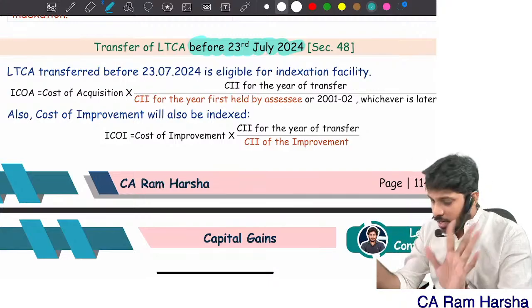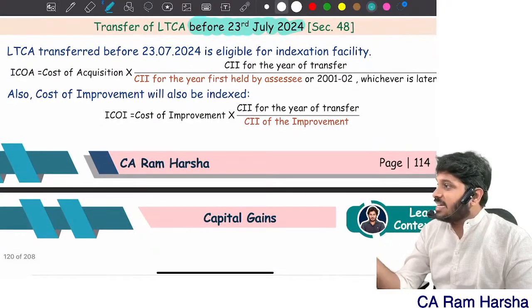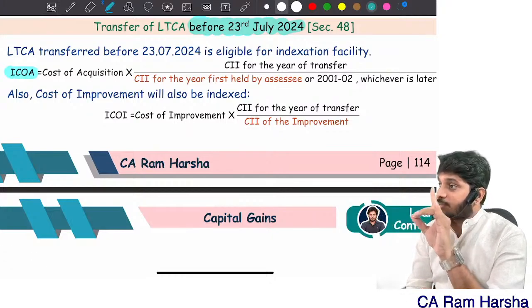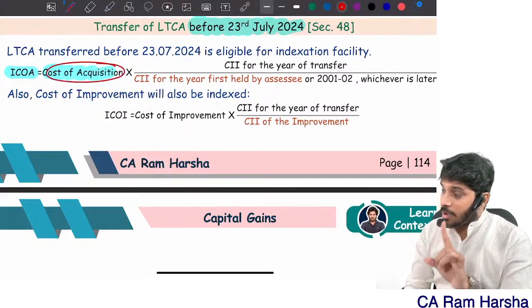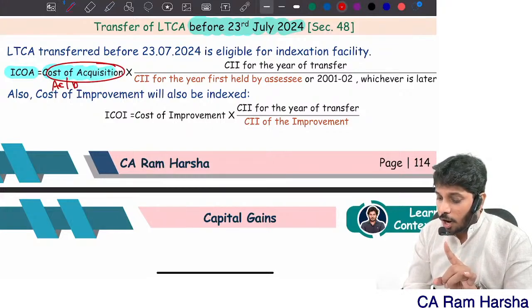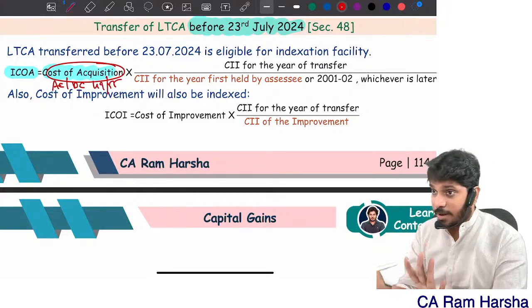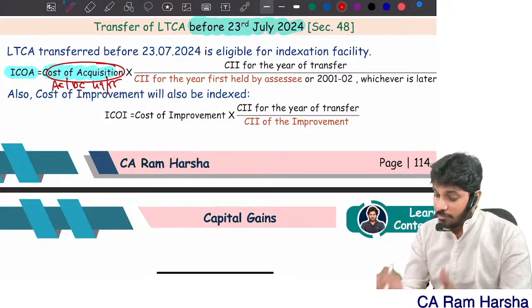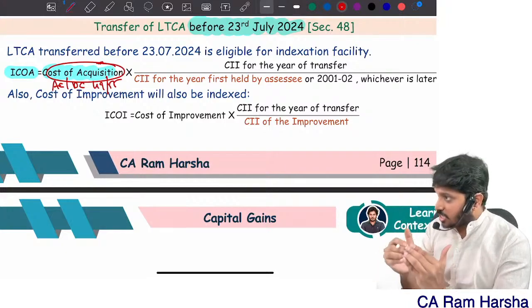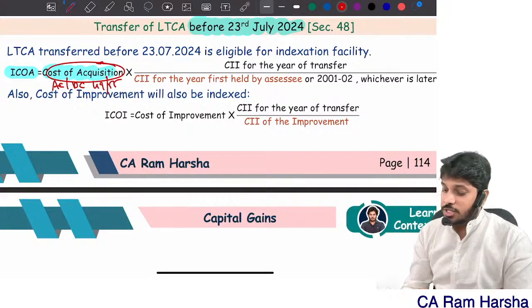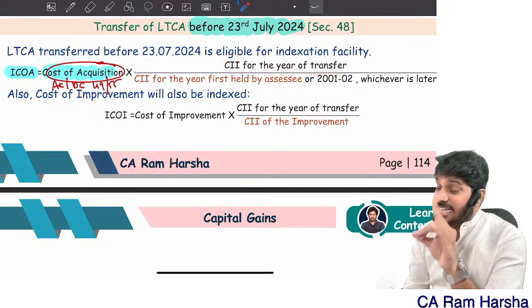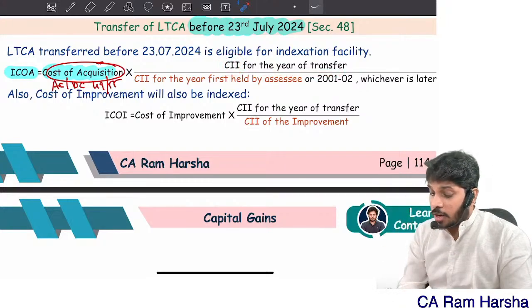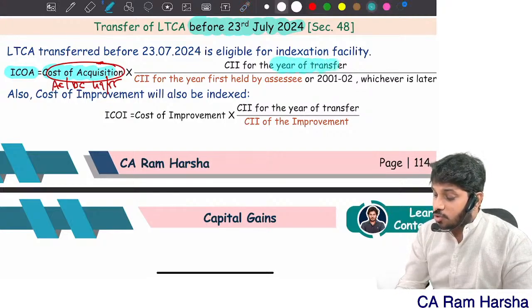That's the logic. Now, how to calculate indexation? Indexed cost of acquisition is equal to, look at the cost. What is cost? Cost may be actual cost or deemed cost as per section 49 or section 55, as the case may be. We will come to this cost of acquisition discussion a little while later. Cost of acquisition multiplied by index number of year of transfer. Remember, here you must use the year of transfer.